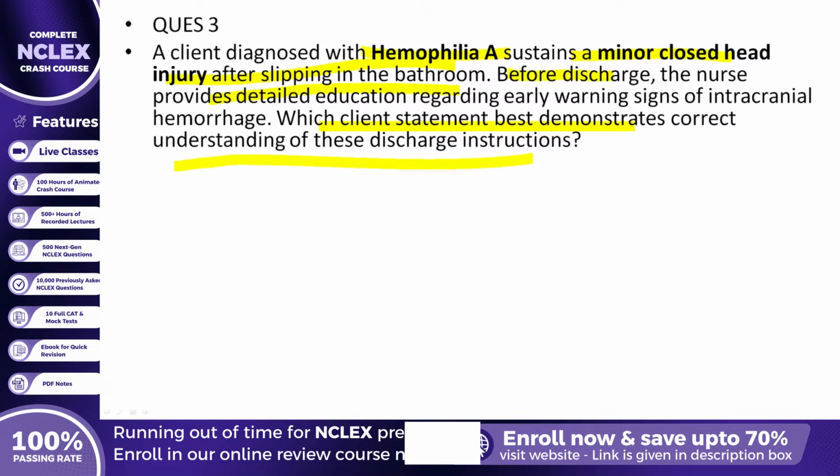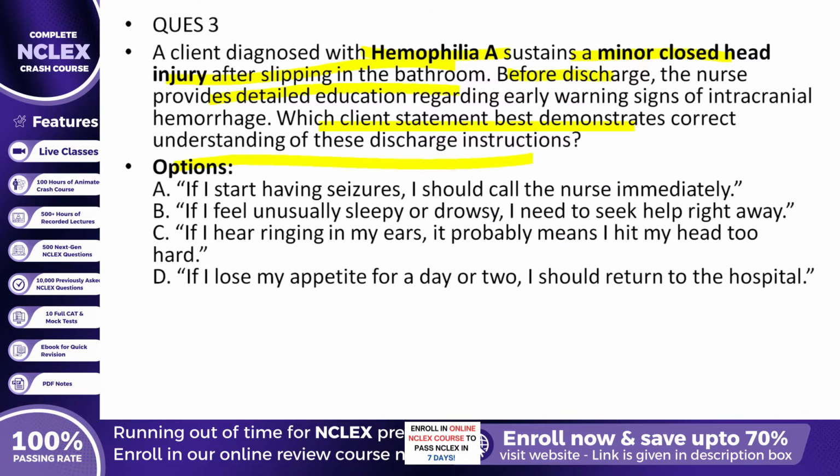Here are the options. Option A states, if I start having seizures, I should call the nurse immediately. Option B says, if I feel unusually sleepy or drowsy, I need to seek help right away. Option C mentions, if I hear ringing in my ears, it probably means I hit my head too hard. And option D adds, if I lose my appetite for a day or two, I should return to the hospital.